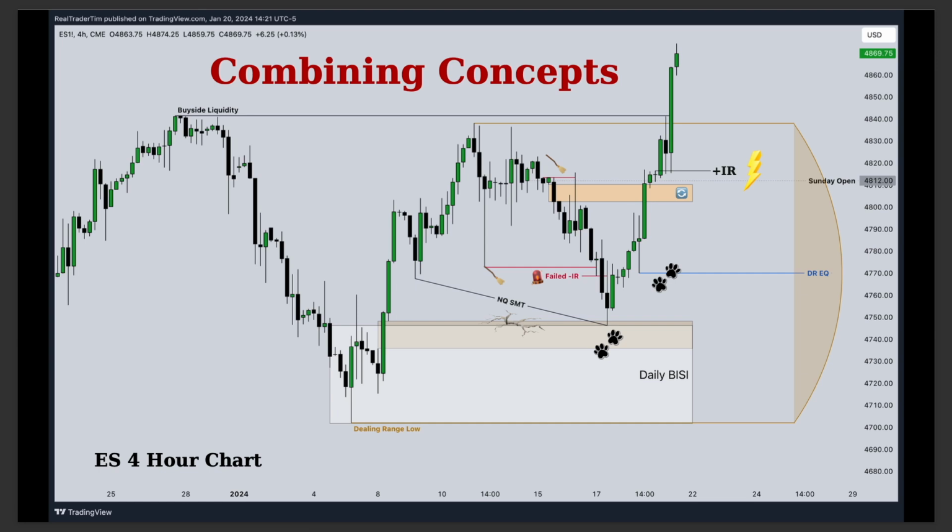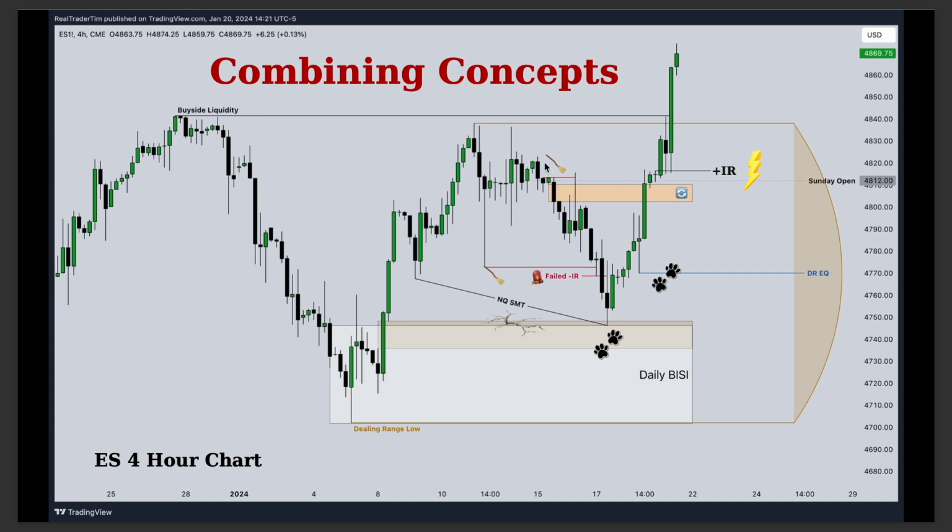So now we are back to the 4-hour chart, and we're going to combine some concepts that we've discussed in this lesson and previous lessons, and we can really see some beautiful price delivery. So if we have our dealing range low here and our dealing range high right here, that is the framework for the range that we are operating in until we meet these clear and obvious equal highs or buy side liquidity I have labeled right here.